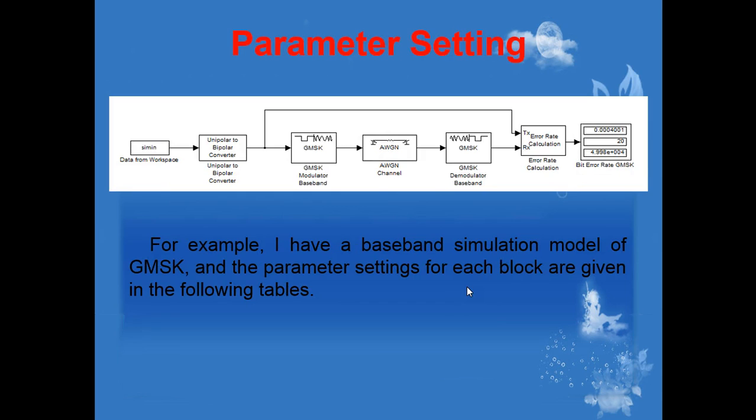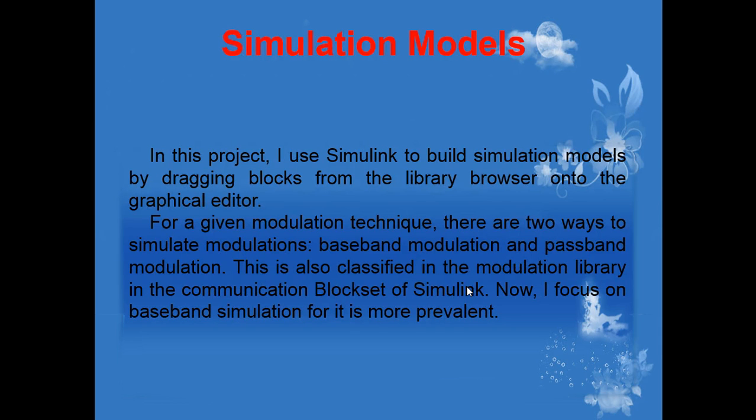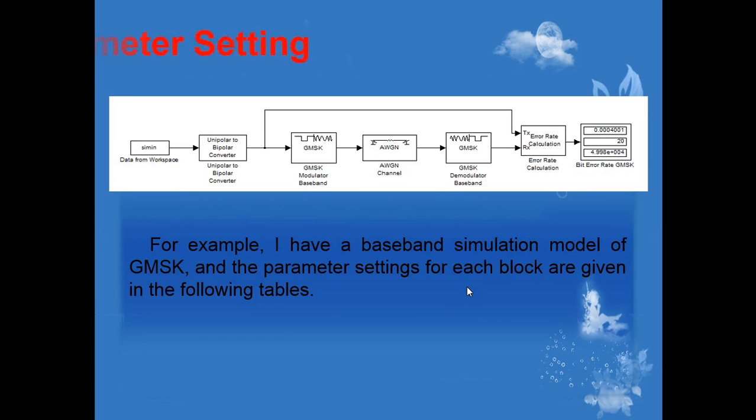After that, we started to build our simulation model. In this project, we use Simulink to build simulation models by dragging blocks from the library browser onto the graphical editor and connecting these blocks to establish the mathematical relationships between them. We can also set up parameters by double-clicking the blocks. Here's an example parameter setting. We have built a simulation model for the GMSK method.